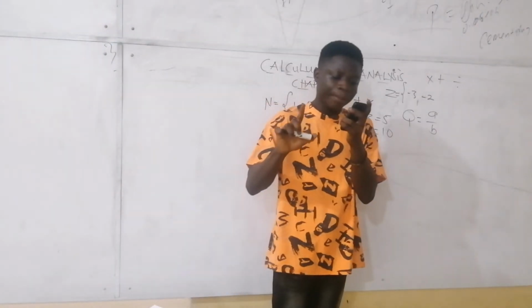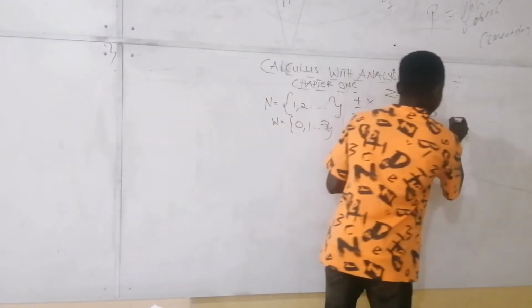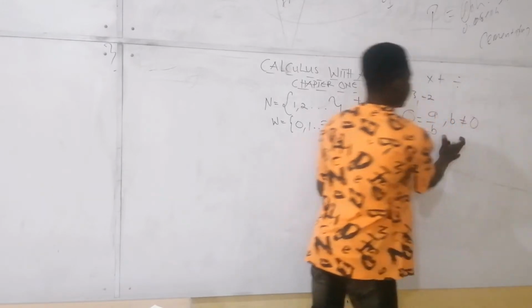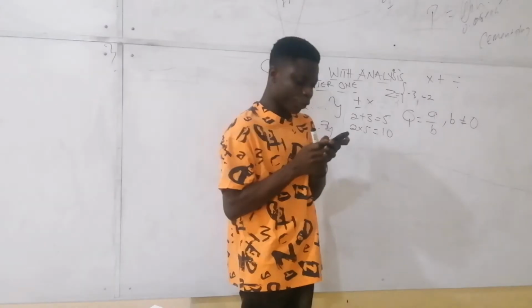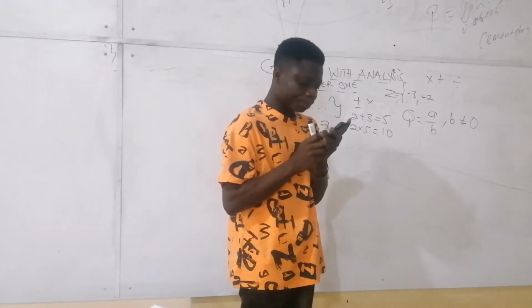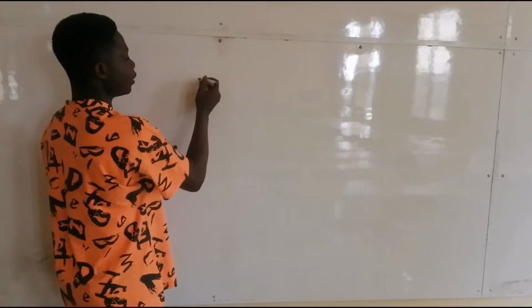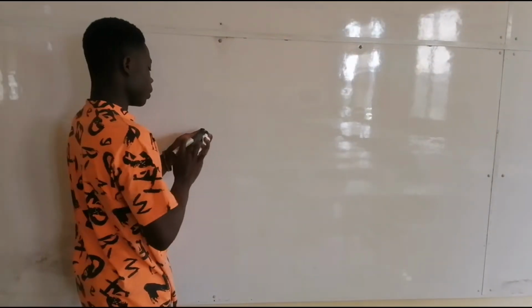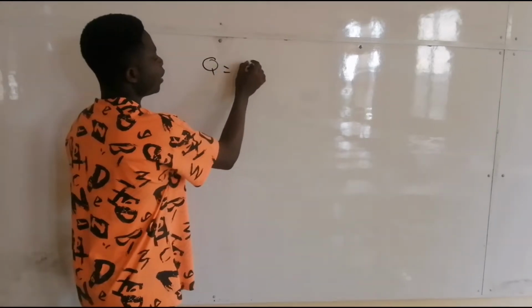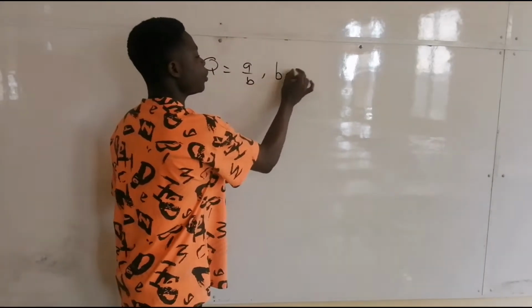In the case of division, division by 0 must be avoided. So what it means is that B should not be equal to 0. It must be avoided. That means B is not equal to 0. Yes. So now, irrational numbers. Q can be expressed as A over B, whereby B should not be equal to 0.